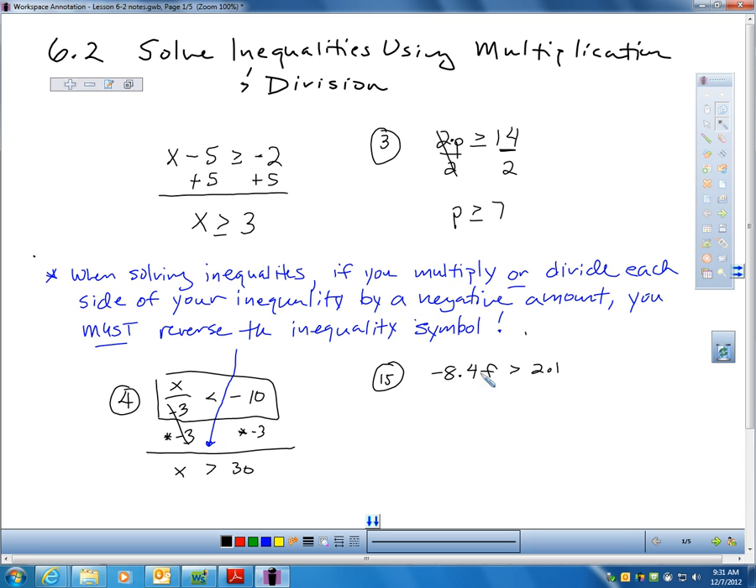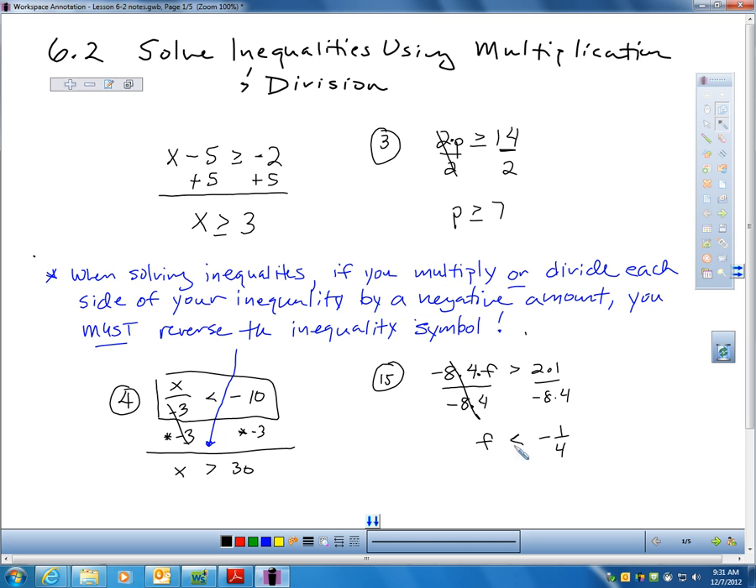Well, I want to solve for f. I got to get rid of times negative 8.4. So, of course, I should divide by negative 8.4. Now we got to be real careful. I got to apply this. Since I'm dividing each side by a negative, I must reverse this inequality symbol for my response. So f would end up being less than, if I put this in my calculator, that's a negative quarter. Okay, so f has to be less than negative quarter.